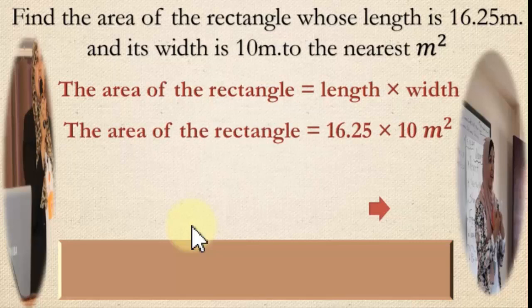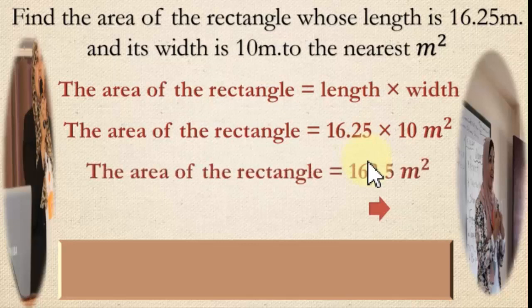When we multiply a decimal number by 10, we move the decimal point one place to the right. So move the decimal point from here and it becomes 162.5 meters squared. Well done. So you must know the rule of calculating the area of the rectangle.